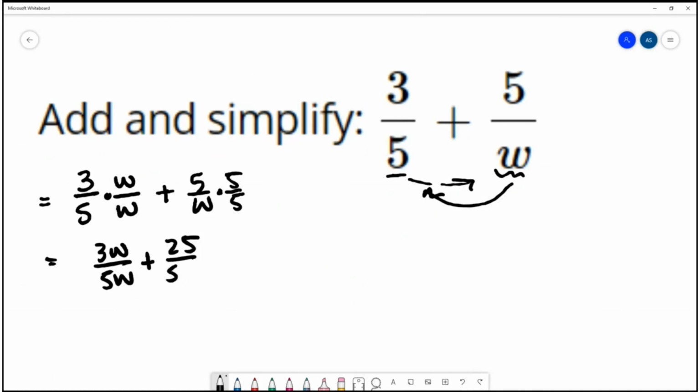And now that they have the same denominator, I can keep that denominator and do the math on the numerator. 3W plus 25. Now those were not like terms, so we couldn't combine them together into a single term, but we could put them together in the numerator of the fraction. So our answer here is 3W plus 25 over 5W.